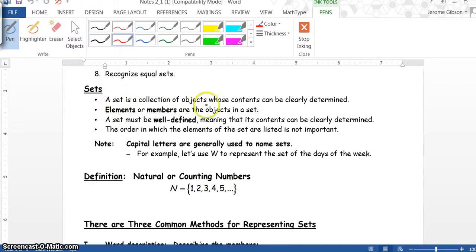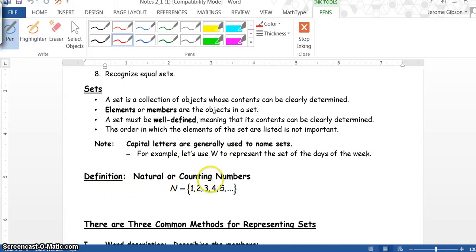Sets. A set is a collection of objects whose contents can be clearly determined. Elements or members are the objects in a set. A set must be well defined, meaning that its contents can be clearly determined. The order in which the elements of the set are listed is not important. Note: capital letters are generally used to name sets. For example, let's use W to represent the set of the days of the week.